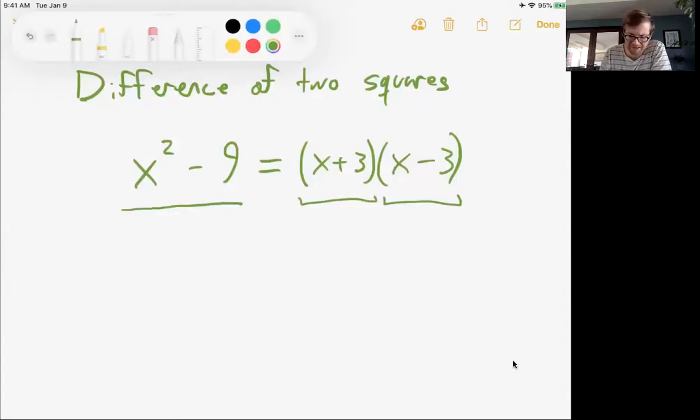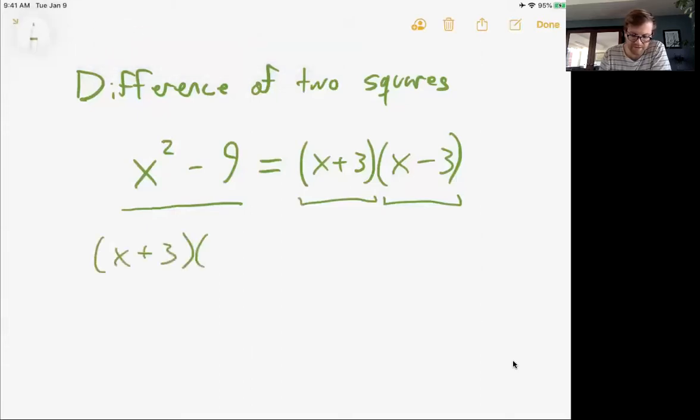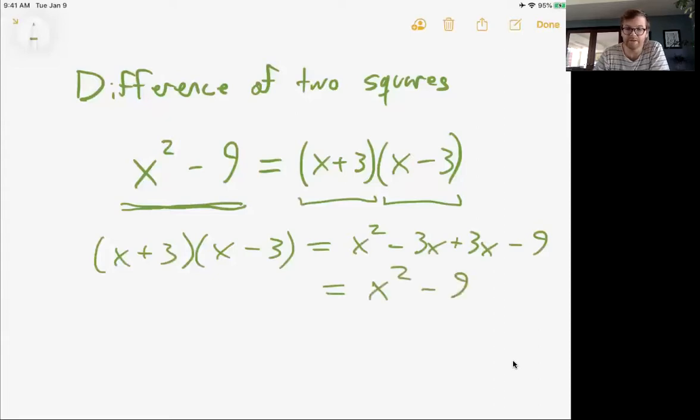I'm just going to expand this answer over here really quick, just as a check, and also to convince you that these two things multiplied together really do equal that. So we'll FOIL it. First, outside, inside, last. And notice that those middle terms, they cancel out, leaving the thing that we started with, okay? So that's difference of two squares, where the sign alternates like that, but otherwise the two binomials are the same, and then the middle terms end up canceling out, okay?